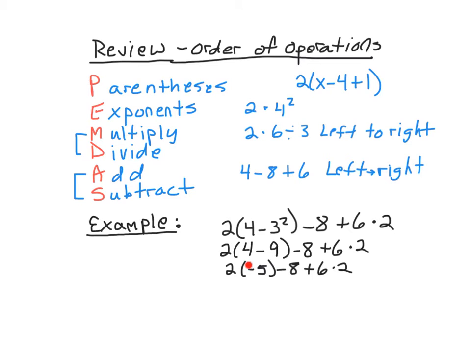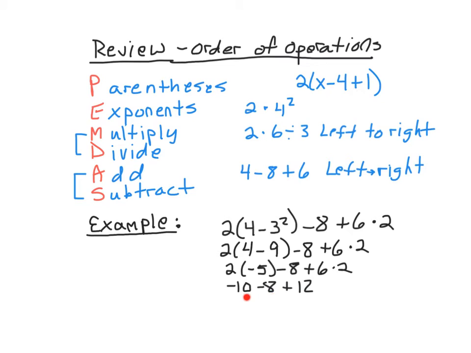2 times this parentheses is the same as multiply. And then I have 6 times 2 here. I'm going to do both of those. So we get 2 times negative 5 gives me negative 10. Minus 8 doesn't change. And then plus 6 times 2, which is 12. And now I have completed both the multiplies here and here.